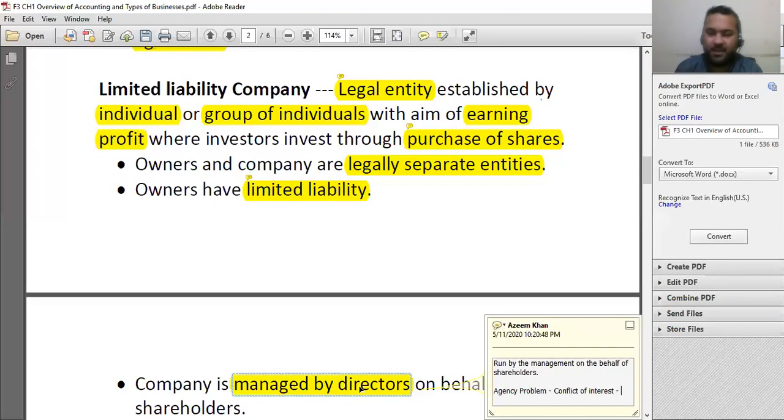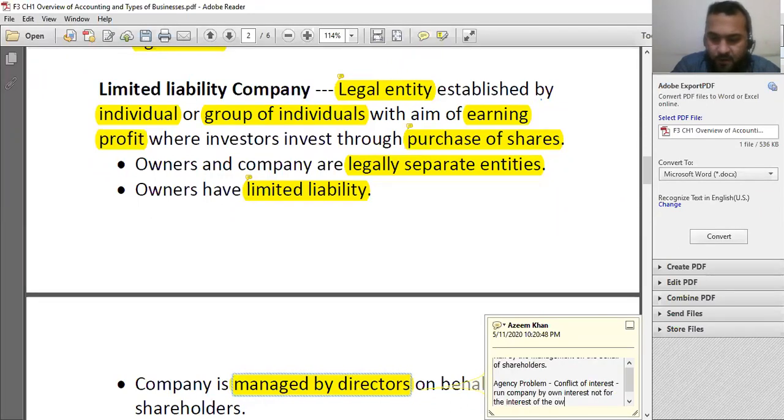Conflict of interest means that the management is running the business for their own interest, not for the interest of the owners or shareholders.